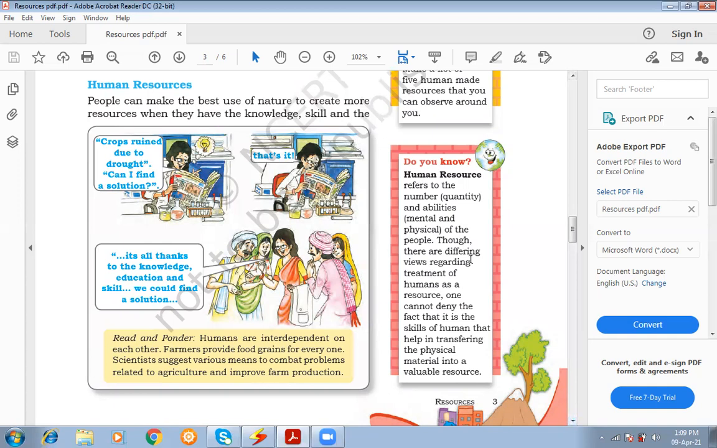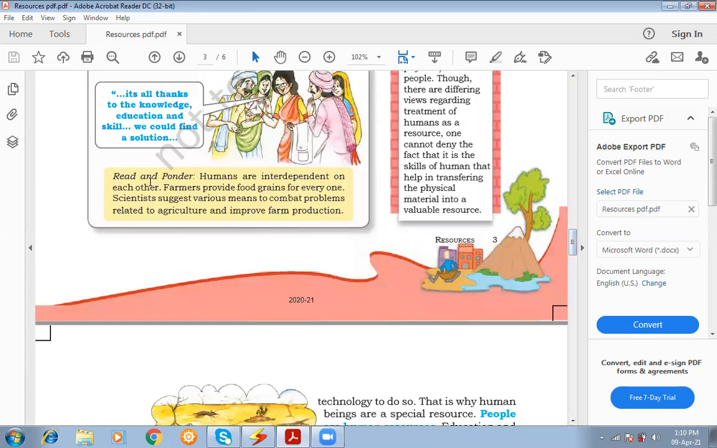Though there are differing views regarding treatment of humans as a resource, one cannot deny the fact that it is the skills of humans that help in transforming the physical material into a valuable resource. So they say read and ponder. Ponder means think. So read and think. Humans are interdependent on each other. You know that we all are interdependent on each other for some or the other thing. Farmers provide food grains for everyone. Scientists suggest various means to combat problems. Combat means fight. Fight problems related to agriculture and improve farm production.